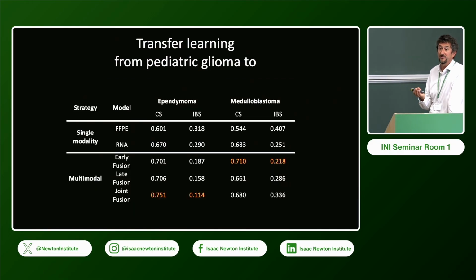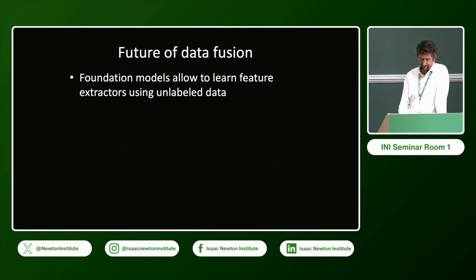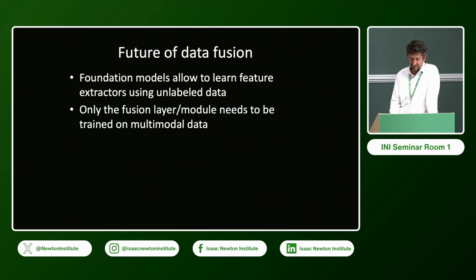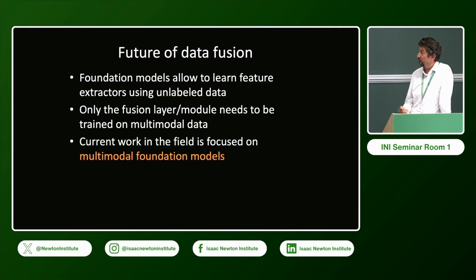And also we did some work in transfer learning between pediatric glioma and more rare pediatric tumor types such as ependymoma and medulloblastoma. So essentially, to summarize, the work we've been doing in the lab is really focused on this idea of multimodal modeling, taking advantage of recent advances in building foundation models on unlabeled data. And then once we have these feature extractors for each of these modalities, then we only need to learn a fusion layer that combines across multimodal data. And current work in the field is really focused on this next step.